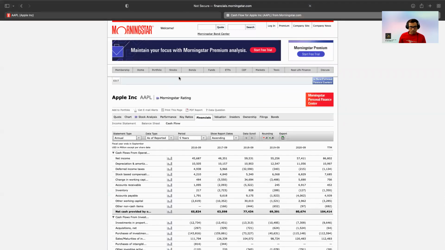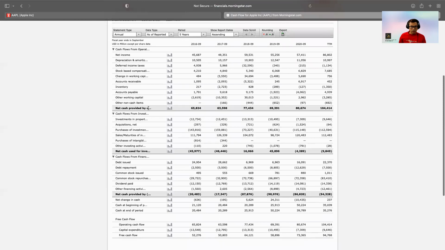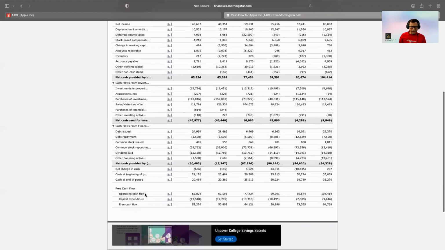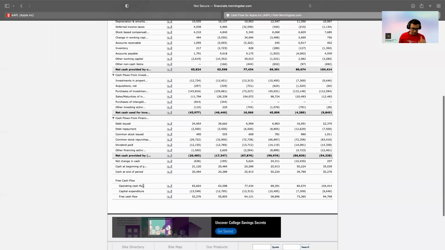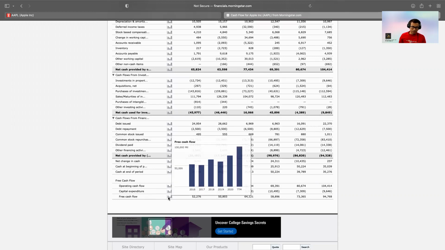The cash flow is broken down by net cash provided by operating activities, here is investing activities, and this one is net cash provided by financial activities. And towards the bottom of this statement, we have a free cash flow, which is again operating cash flow minus capital expenditure. Then we got a free cash flow. Then we can have these visual aids to show us whether it's going up or going down visually.